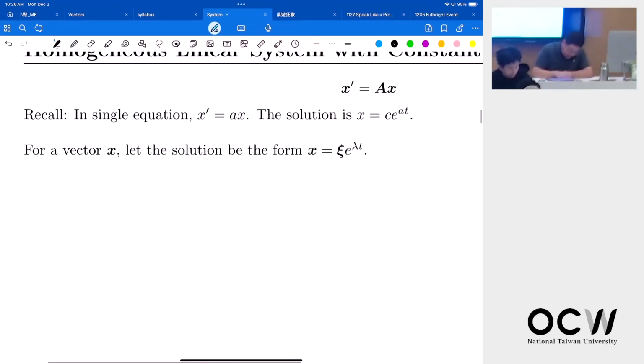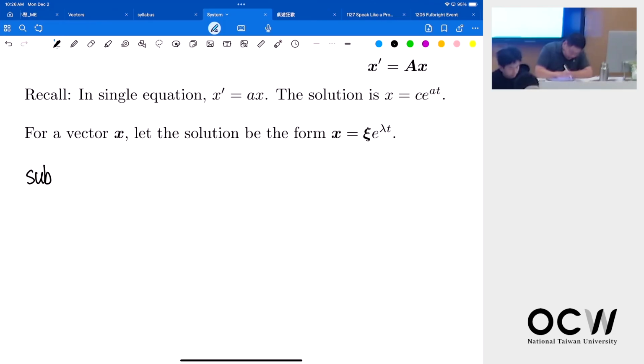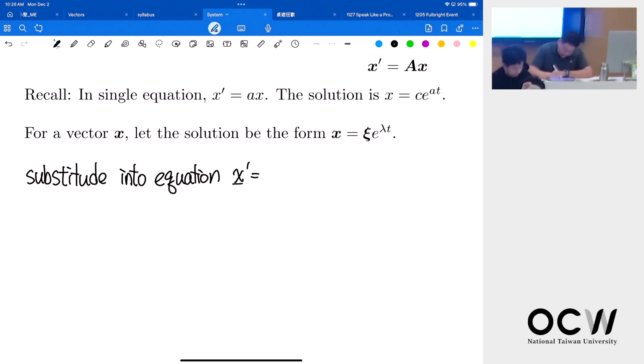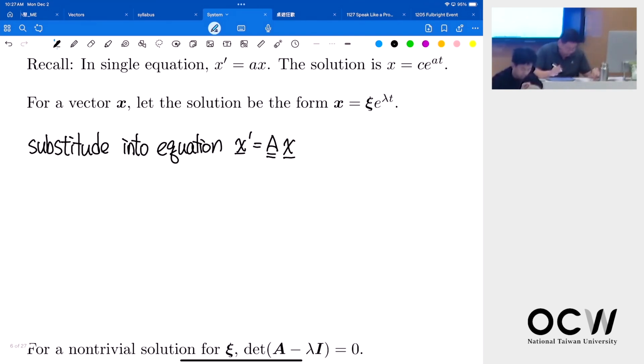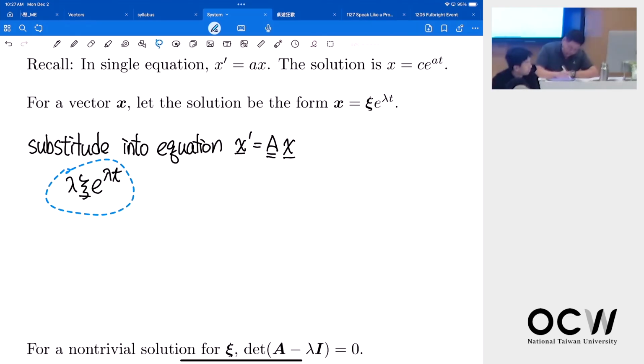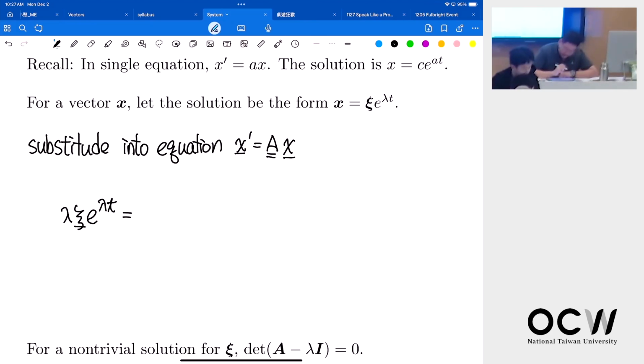If we substitute this into the equation x prime equals ax, then you'll get lambda c e to the lambda t on the left, where c is a vector, equals the right-hand side, A c e to the lambda t, where A is a matrix, c is a vector.